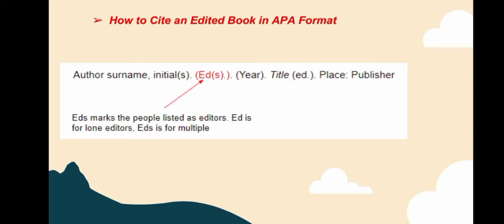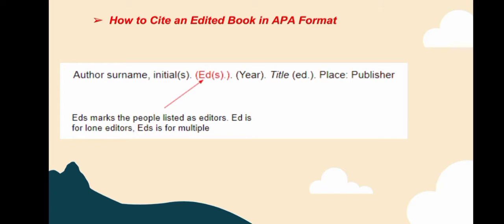Next is how to cite an edited book in APA format. Well, this reference format is very similar to the book format, apart from one extra inclusion, which is the "ed." but with an "s" added. So the basic format goes just as the example shows: an author's surname, the initials, and the "ed." with the s, and then we've got the year, the title, ed. again, and the place and the publisher.